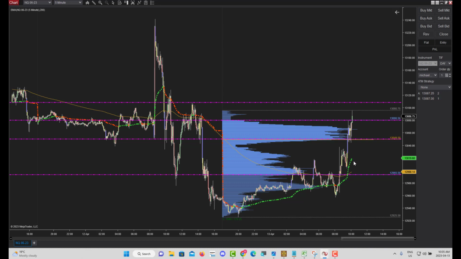So we know if it does crash, we know where our volume point of control is. Actually, I'm not even going to worry about that. I'm just going to follow the VWAP right to there, okay? And as you can see, high, low, high, low, high volume, snap, resistance. Look to the left. Let's go F6 here. Look to the left where we are right now.